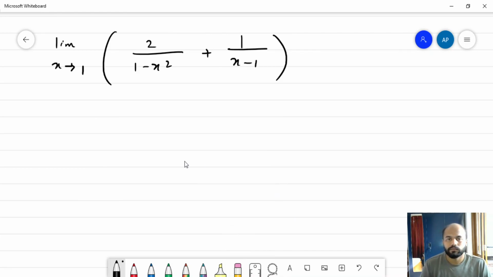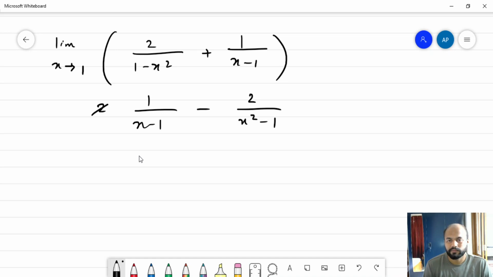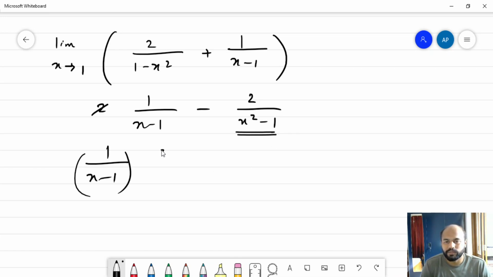Let's take this part now. So here the problem is given as limit x tending to 1, 2 by (1 minus x squared) plus 1 by (x minus 1). So now what we'll do is, the first thing that we're going to write is 1 by (x minus 1) minus 2 by (x squared minus 1). Let's see what we get out of this. You can clearly see that 1 by (x minus 1) is a common part, because this can be written as (x plus 1) into (x minus 1). So internally we are going to write 1 minus 2 by (x plus 1).